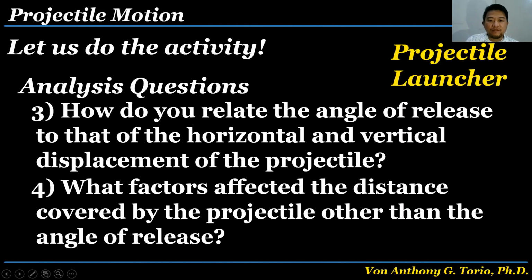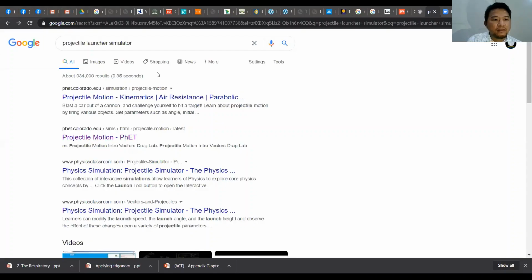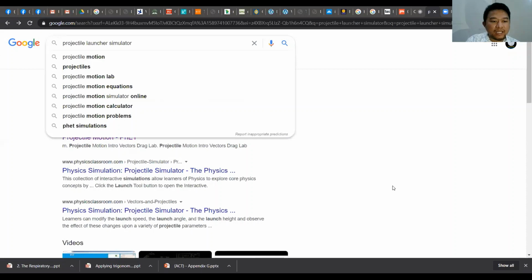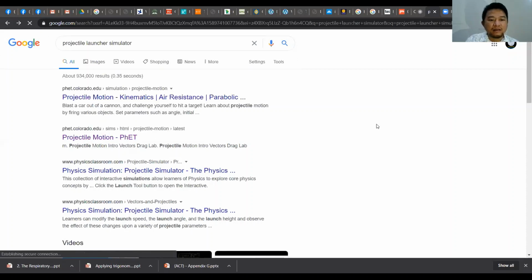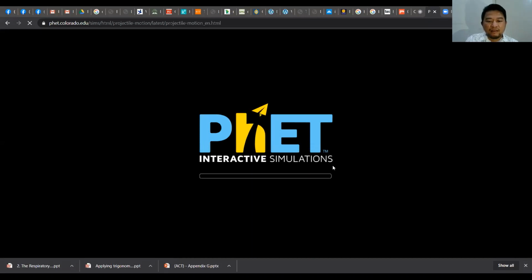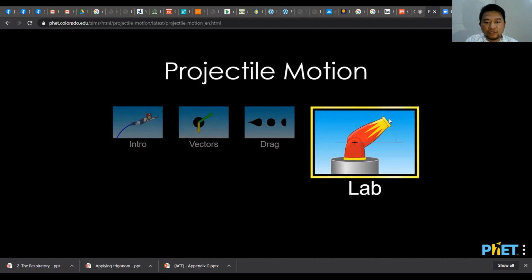Other than doing this activity, you can also consider online simulations. You can quickly check online a projectile launcher simulator. You can find the projectile motion PhET here, and you can run the simulation. And in this simulation, you'd be able to see the ideal paths of projectiles when launched at different conditions. The simulation will show you the different conditions that you can consider.